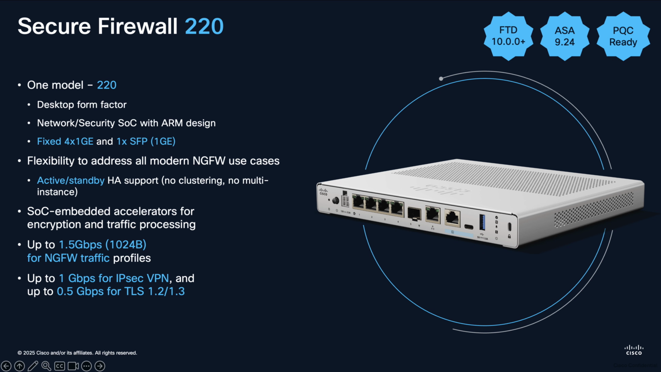Like I said, the goal of this branch firewall, whether that is to actually be at the branch or if you're terminating some of your SD-WAN deployments. And again, in terms of performance, about 1.5 gigabits per second on the next-gen firewall traffic profile, VPN about 1 gigabit per second, and then decryption is about 500 to 750 megabits per second for TLS 1.2 and 1.3.